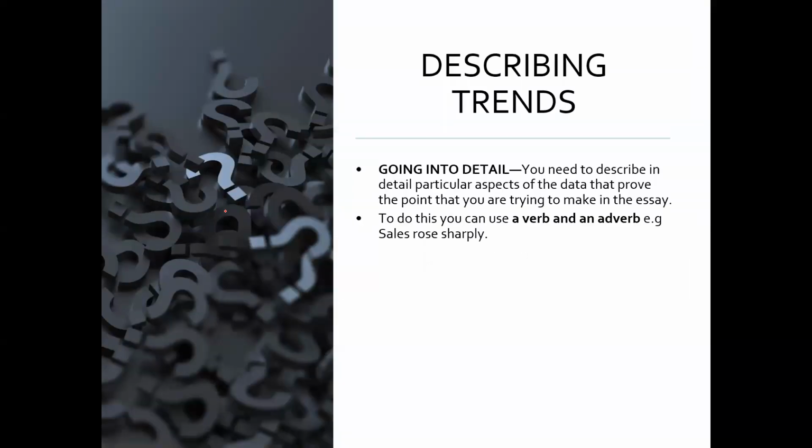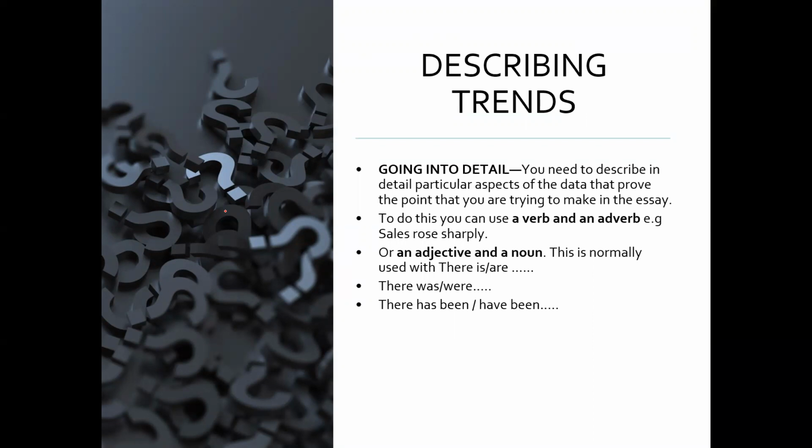The next one is, to do this, you can use a verb and adverb. Okay. For example, sales rose sharply. Jadi kenaikannya seperti apa. Kenaikannya tajam berarti sales rose sharply. Or an adjective and a noun, this is normally used with there is or there are. Jadi ada kenaikan, so there is an increase, there is a sharp increase, for example. And then you can say there was or were or there has been or there have been.